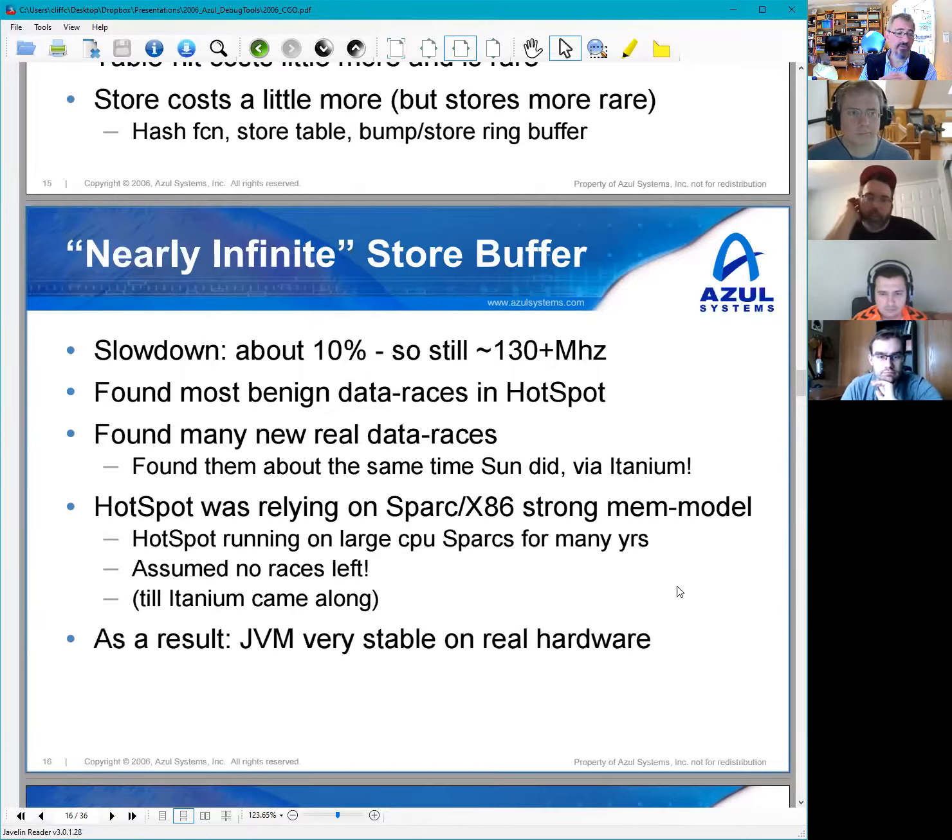And the reason I brought up Steve Goldman is I kept finding data races in the original HotSpot on x86 that were actual real data races, even on x86, but there were plenty on weaker hardware. So Itanium had the same weak hardware as Azul did. And so we kept finding Itanium data races as well.